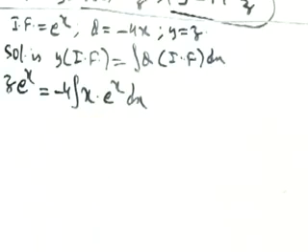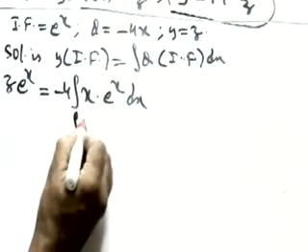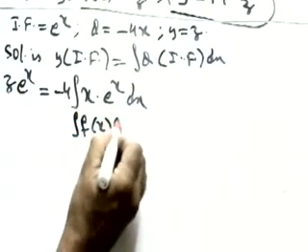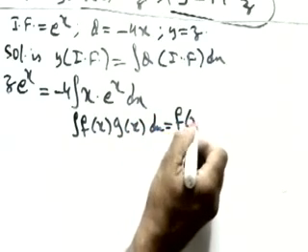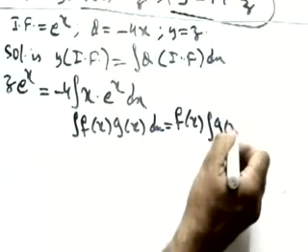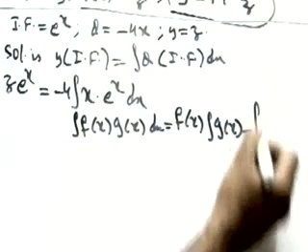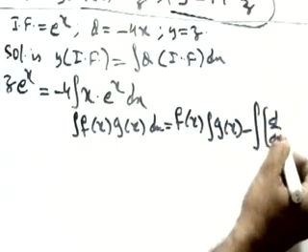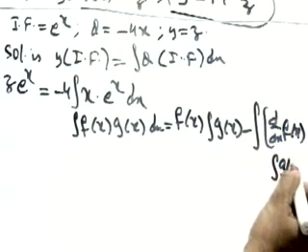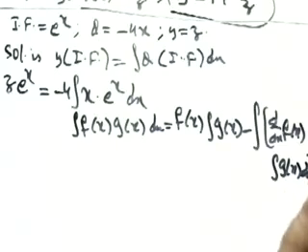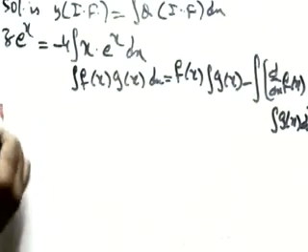Now this is the integration concept from 12th standard, wherein two functions are multiplied. We have to use this formula: integration of f of x into g of x dx equals f of x into integration of g of x dx, minus integration of d by dx of f of x into integration of g of x dx, whole dx. So let me continue with this formula.